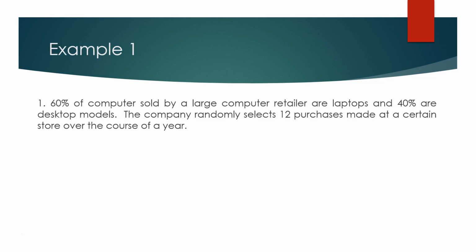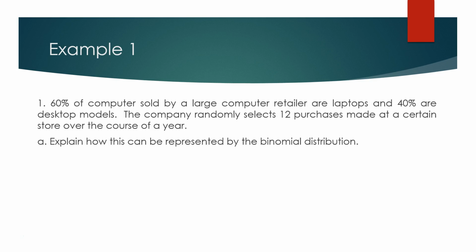So the first example is just kind of a mock example. 60% of computers sold by a large computer retailer are laptops and 40% are desktop models. The company randomly selects 12 purchases made at a certain store over the course of a year. So this would be something where they are maybe interested in evaluating different aspects of purchases. So maybe there were certain sales going on at the same time as the purchases, or maybe certain salespeople had different luck or, let's say, skills with selling computers.